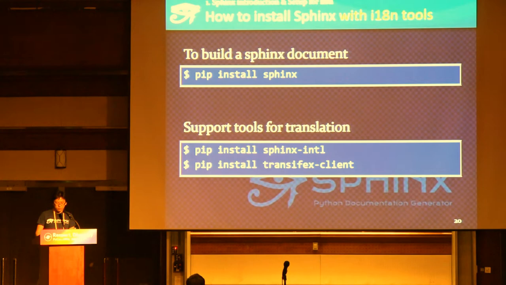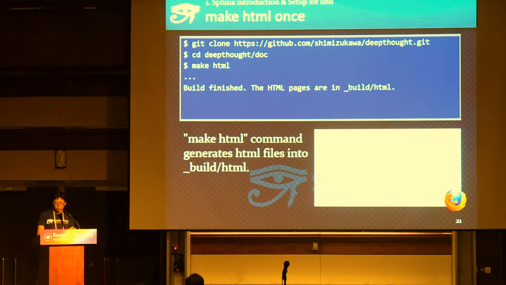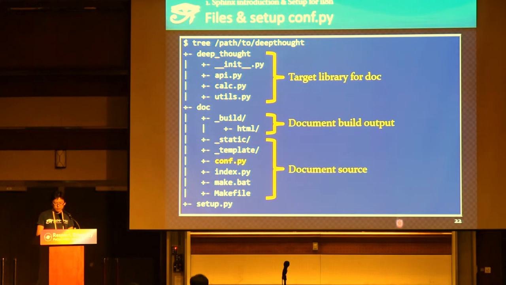At first, you should get the source code, whether from GitHub or another place, to translate it. In this case, the source code already has a Sphinx doc directory. So type make html in the doc directory to generate HTML output. You can see the output in the build/html directory. This is the output image of the Sphinx generated document.